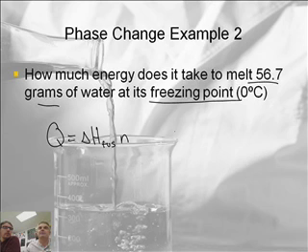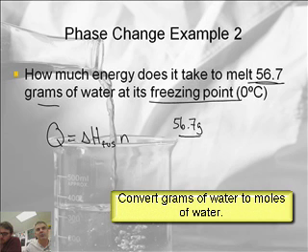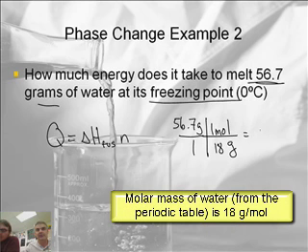Now we have to find what n is, because we have 56.7 grams of water. So we're going to do a little conversion: 56.7 grams over 1, and grams to 1 mole, this is just grams a molar. It's water, of course, H2O, so that's 18 grams in a mole. So how many moles do I have? That's 3.15 moles.